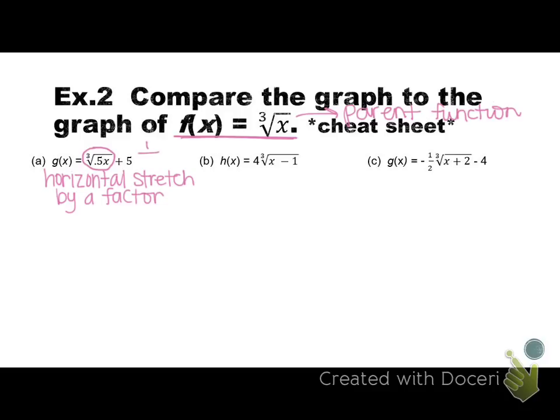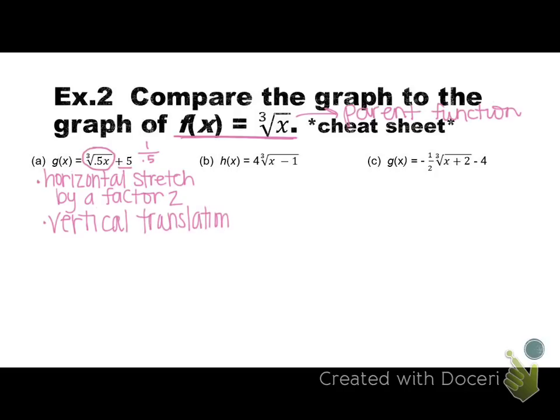You have to take 1 and divide it by that a value, which in this case is 0.5. So when you do 1 divided by 0.5, you're going to get 2. So the horizontal stretch is by a factor of 2. You also see that they've added 5 outside of the radical, so to the entire function, which means we have a vertical translation. And I just know you guys are getting so good at these now.